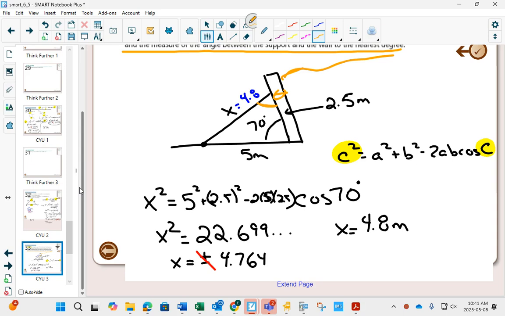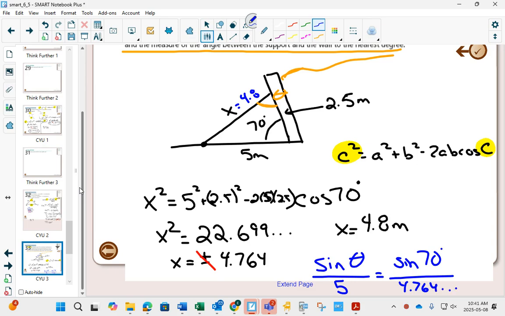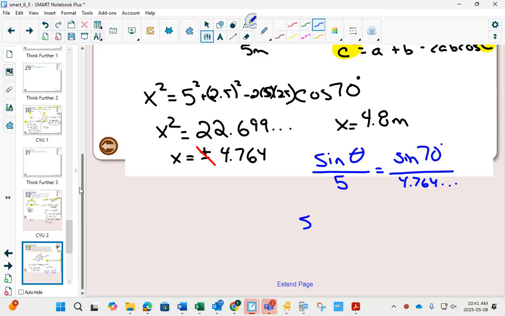So now I'll switch colors. I want to find theta, so I write that first. Sine of theta over, opposite of that would be 5, equals, and then I know 70 degrees. And I'm going to write under here, not 4.8, I'm going to write 4.764 to show that I'm not rounding early. I can get theta by itself by multiplying both sides by 5.